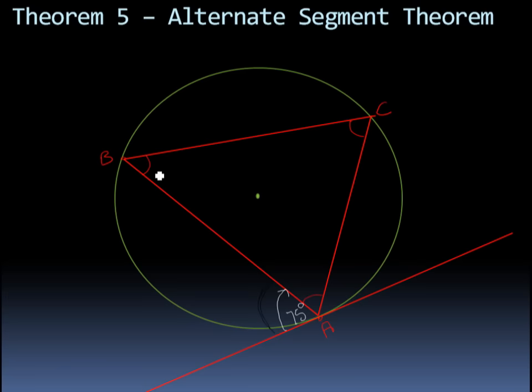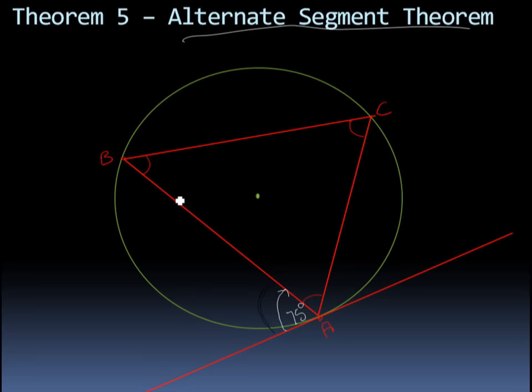Can we determine the angle B, C, or angle A? Well, based on the alternate segment theorem, we learned that the angle between the tangent and the chord, and this is a chord, chord AB, from point A to point B. The ends of this straight line touch the circumference. The angle between tangent and chord is 75. We learned that this angle is equal to the angle in the alternate segment.